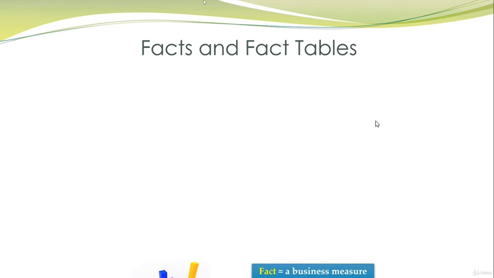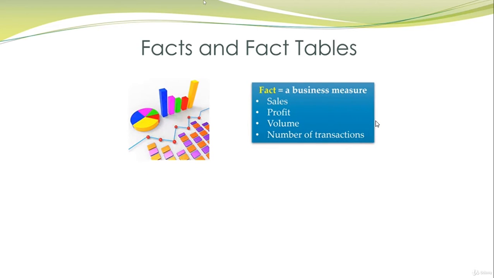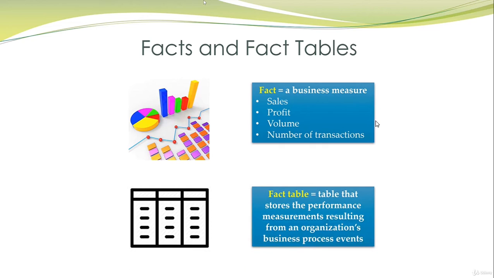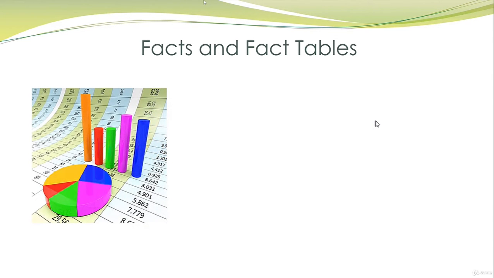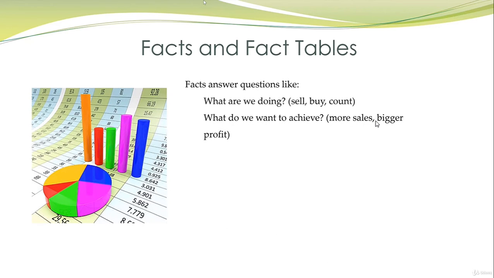Let's start with the fact. A fact is a business measure. It can be a measure of the sales, profit, volume, or maybe the number of transactions. And a fact table is a table that stores a collection of facts that are similar. Facts answer questions like what are we doing? And these questions later will be more complicated when we want to think about what we want to achieve. Each row in a fact table corresponds to one measurement event in real life.